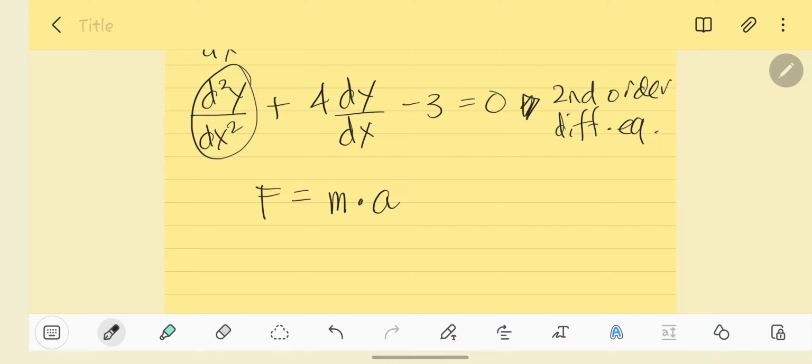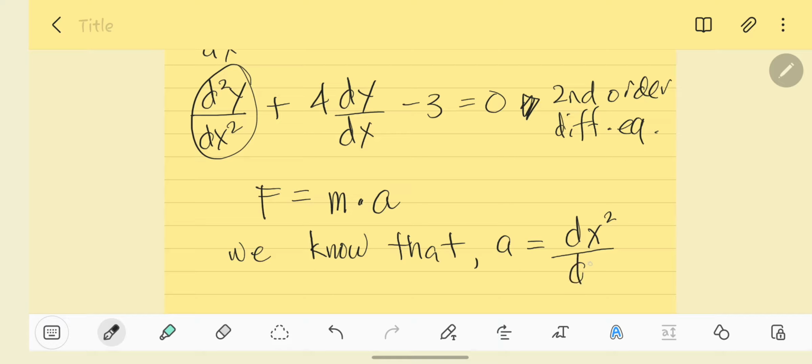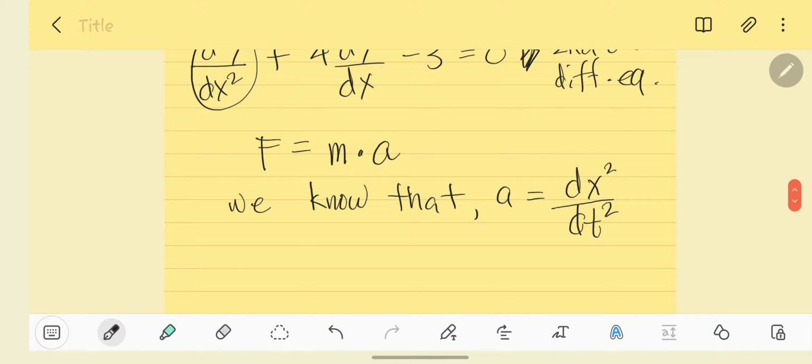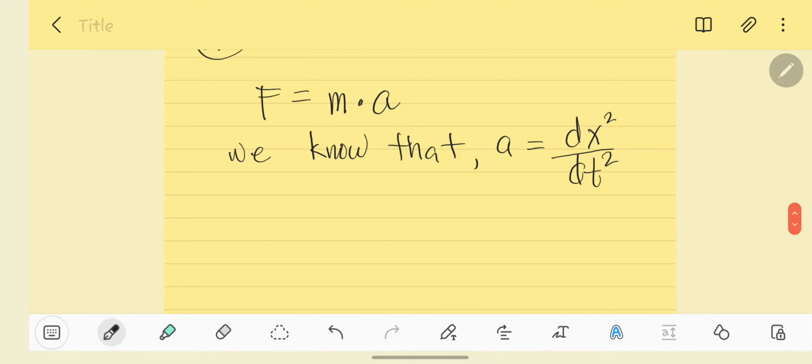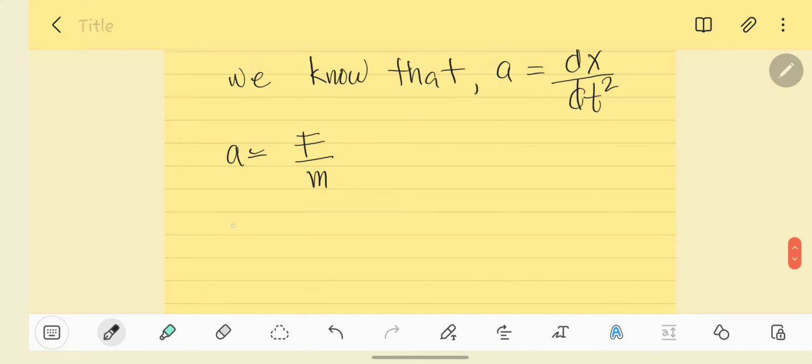Now we know that acceleration is equal to the second derivative of the position over time, so d squared x over dt squared. So formulating the equation that we know, force is equal to mass times acceleration, we know that acceleration is equal to force over mass, and then this becomes d squared x over dt squared is equal to force over mass.